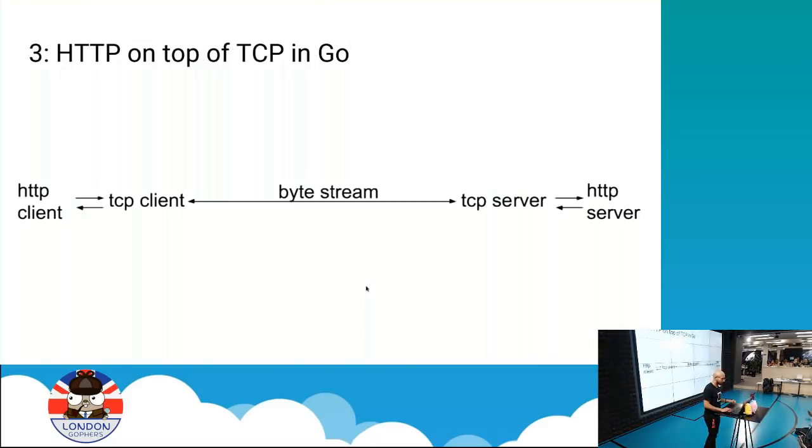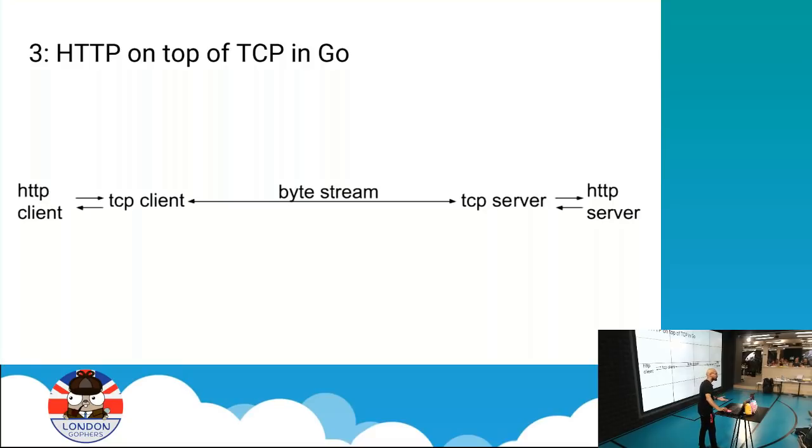The next step is to build an HTTP client and server on top of what we've just done. In the middle, we have our familiar TCP client, byte stream, TCP server diagram. What we're going to build now is the HTTP components of this, so the far left and the far right-hand side of this diagram. Our HTTP client is going to create a string that represents the HTTP request. It's going to serialize it down as a sequence of bytes onto the byte stream.